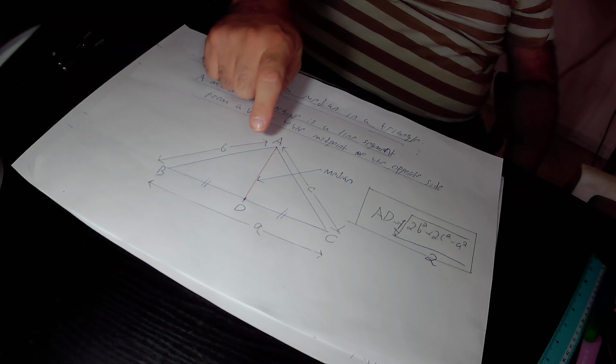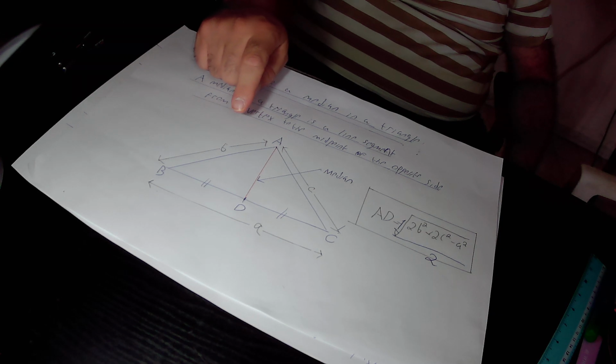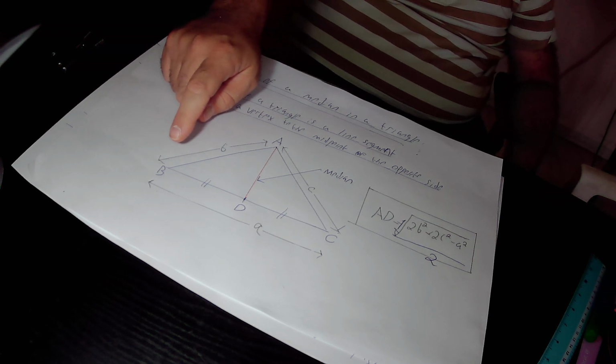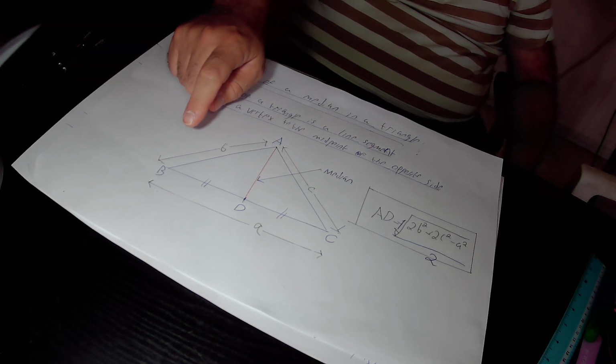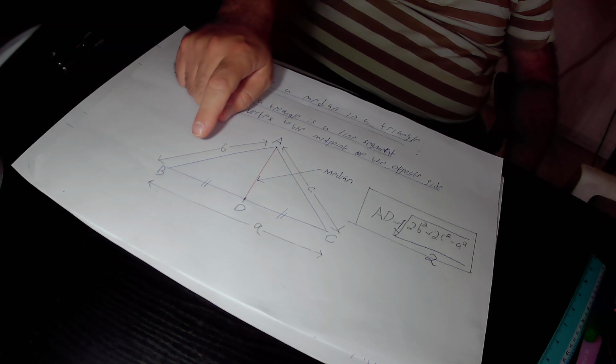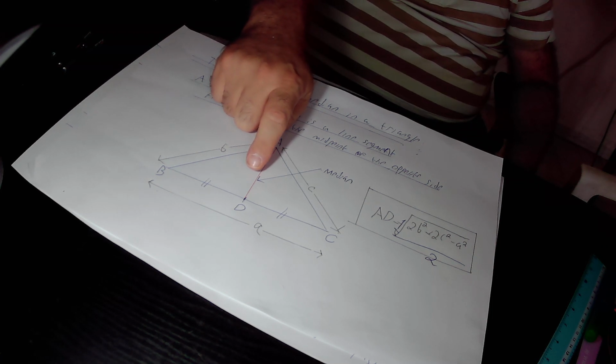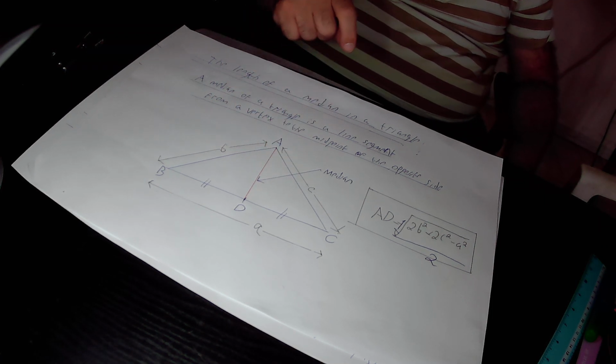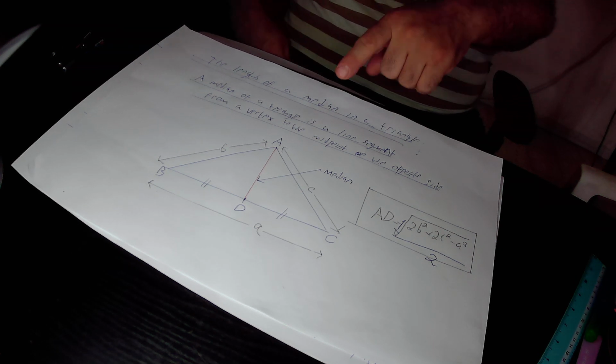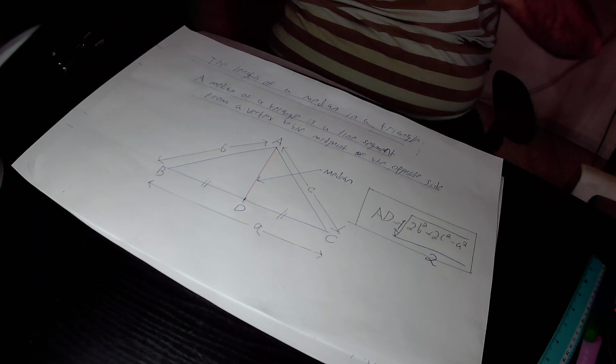AD is the median to side BC. That is to say, it divides side BC into two halves. The first half is BD, and it is of course equal to the second half DC. So what is the length of the median AD?